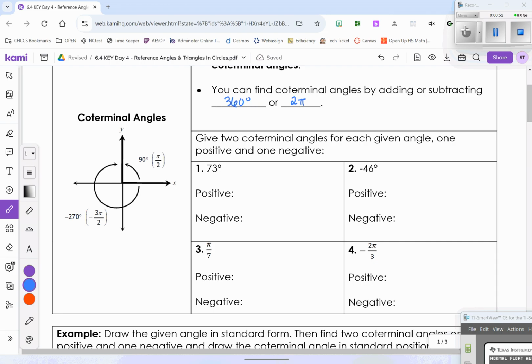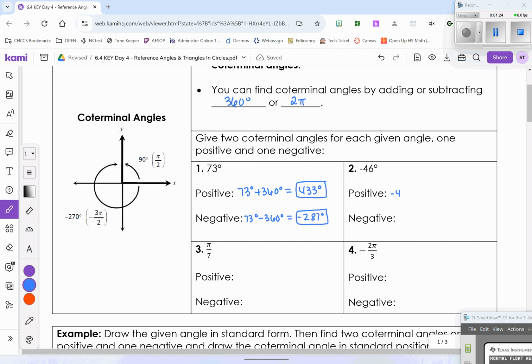So it says give two coterminal angles for each angle, one positive and one negative. So for the positive, we take the given angle and we add 360 degrees since we're in degrees, which then gives us 433 degrees. So that would be my positive coterminal angle. For the negative angle, we would take 73 degrees and subtract 360 degrees, which gives us negative 287 degrees. And again, remember to always label these with a degree symbol if it's a degree measure. Otherwise, you would assume it's a radian measure.